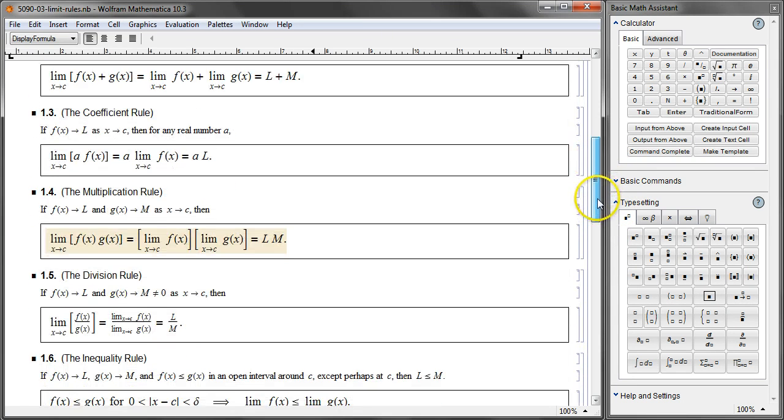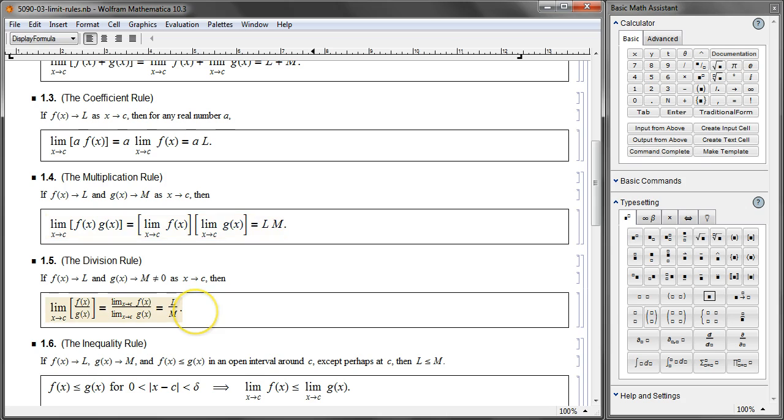Same goes for the division rule. The limit of the quotient is the quotient of the limits if the limits exist, and also the denominator M should not be 0, of course.